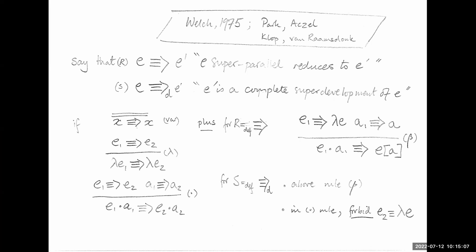Yeah, good. Okay, so that's R, and you can actually prove DP directly for R. S takes the same rules, but imposes one additional side condition. So S has this beta rule, but in the application rule, I'm not going to let you get away with not reducing a redex if you create one.